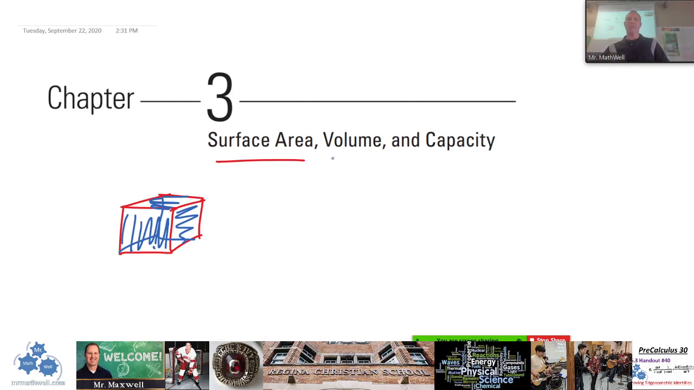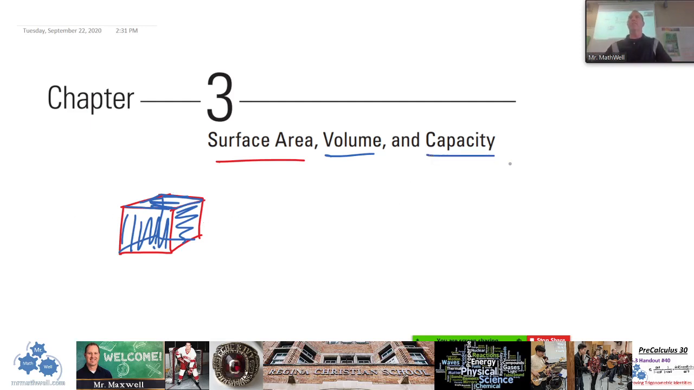Volume is how much space a 3D object takes up. So when we're finding volume for prisms, it's the area of the base times the height. And remember, prisms are shapes that have an identical top and bottom. So it's like a square, and then that square is pulled up, another square on top, and they're identical top and bottom. Okay? That's a prism. And we'll get into the other shapes, pyramids and cones and spheres and all that sort of stuff too in this review.